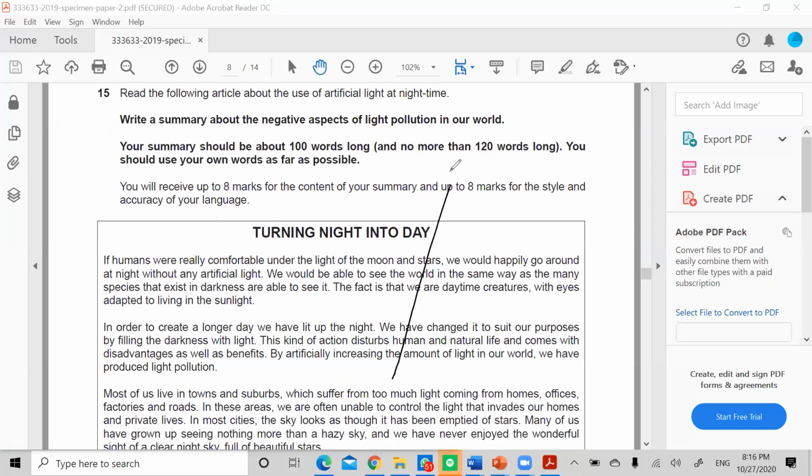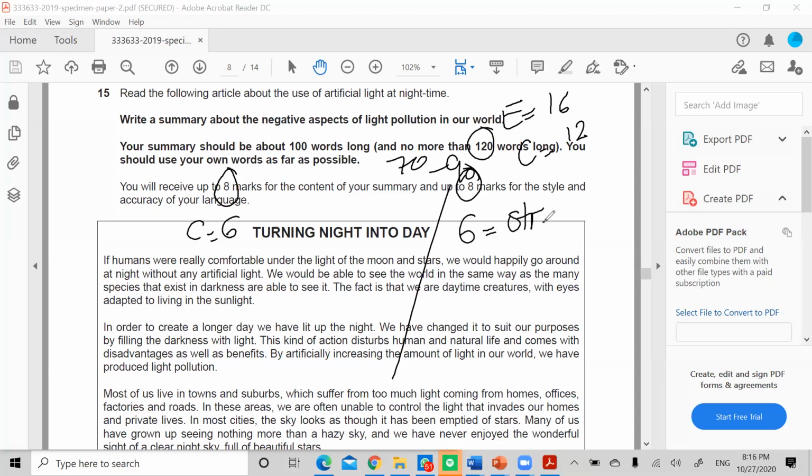How many marks for this exercise? For the extended, we have 16 marks. As for the core, we have 12. Have a look here. For the extended, you will receive 8 marks for the content and another 8 marks for the style or the language. As for the core, you're going to receive 6 marks for the content and another 6 for the style or the structure. Okay, so this is the difference between the two exams.